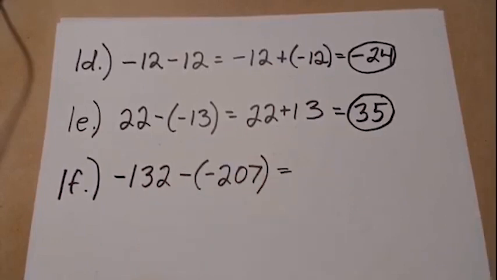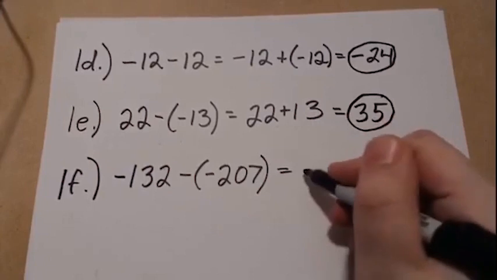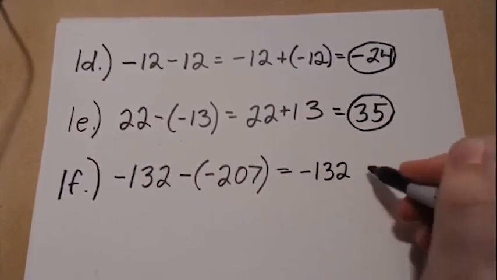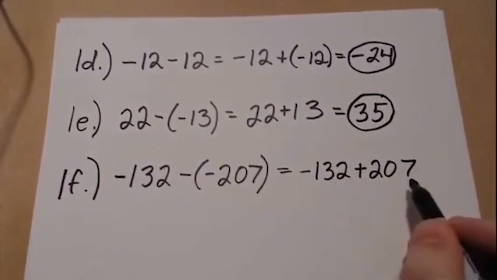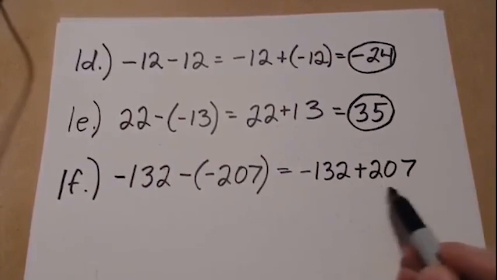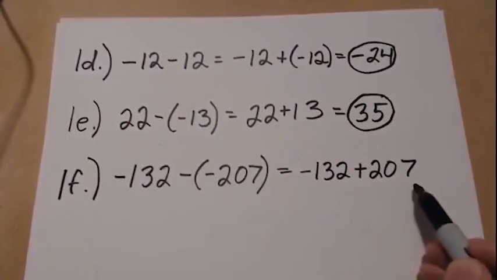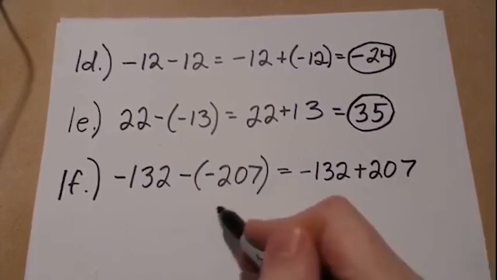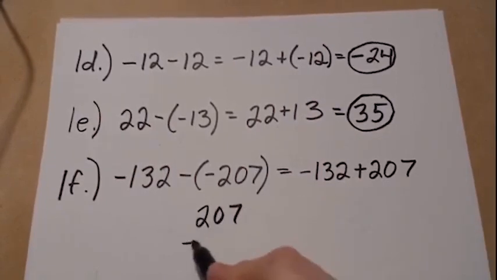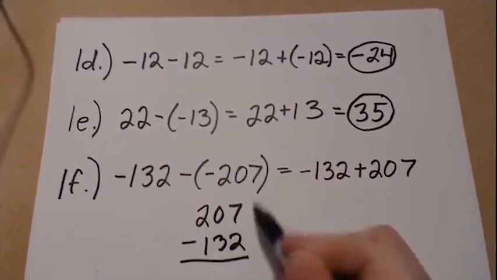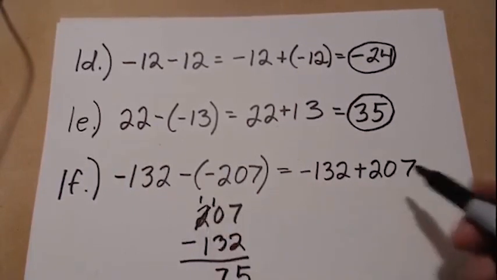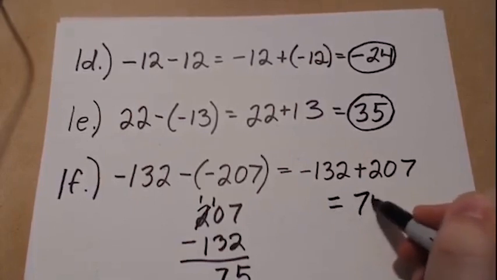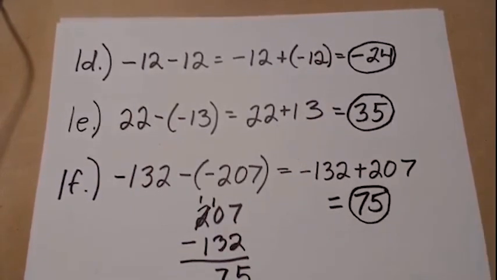Again, minus a negative. For negative 132 minus negative 207. Minus a negative can be changed to plus. We're adding two numbers with different signs. The greater absolute value comes from the positive number. So our answer will be positive. We just need to do 207 minus 132. That's 75. Our answer, positive 75.